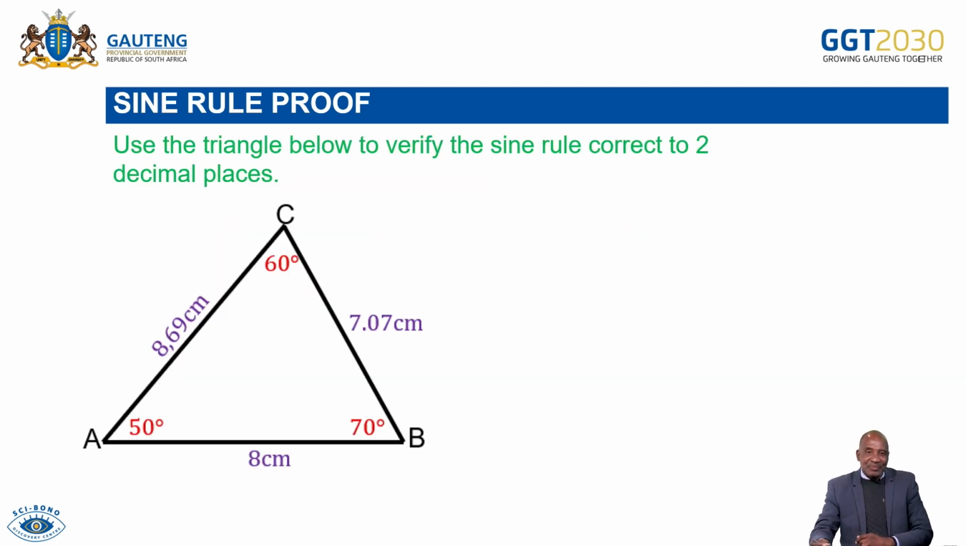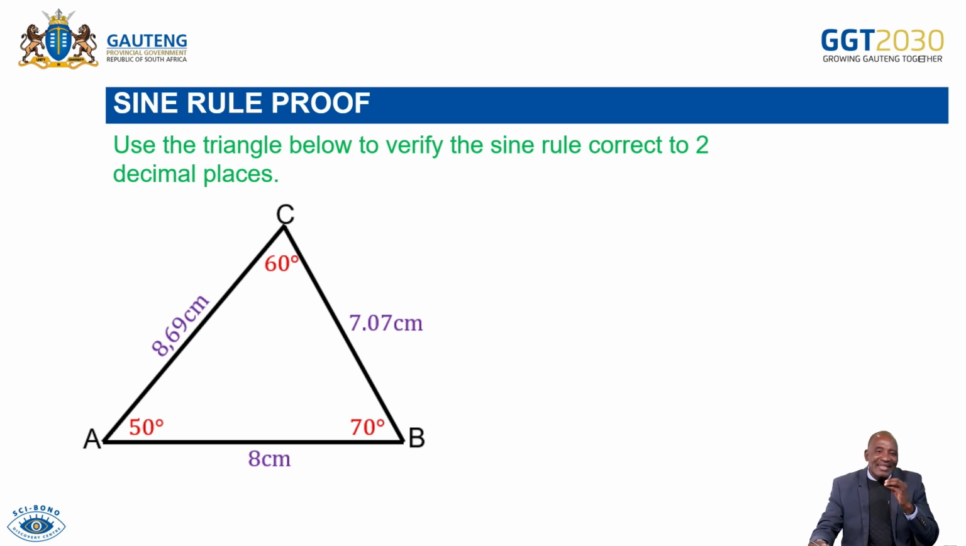Okay, right. Use the triangle below to verify the sine rule correct to two decimal places. This is exactly what we are emphasizing now. Suppose this is your triangle. We want to prove beyond reasonable doubt that sine of angle A divided by 7.07, the corresponding side, is the same as the sine of 70 degrees divided by 8.69, and will be the same as sine of 60 degrees divided by 8. You pick an angle, look at the side that goes with that angle.